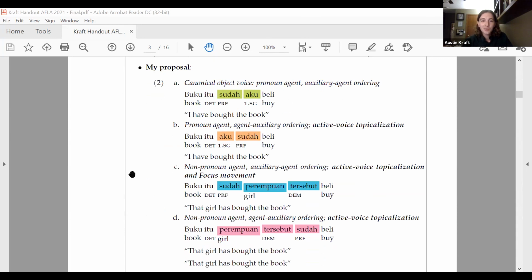To summarize my proposal before we get into evidence that backs it up, I'll look at this quadruplet again, where with canonical object voice word ordering as our reference, we see that sentences like 2B, we will find evidence to suggest, are active voice topicalization, in line with previous research that's looked at sentences like these, and bolstered by additional diagnostics. For the sake of time, I won't go into sentences like 2D, but that general analysis will extend there from 2B.